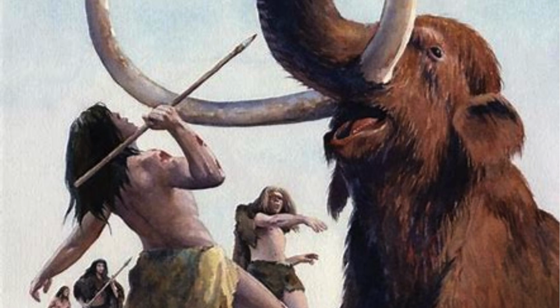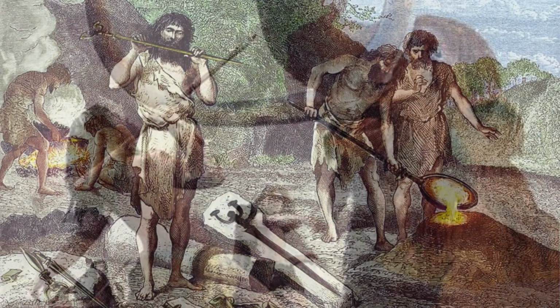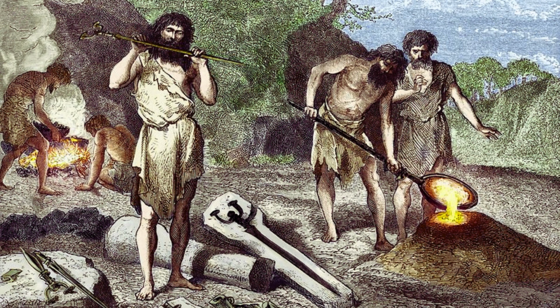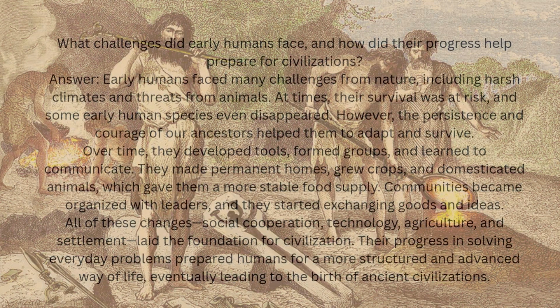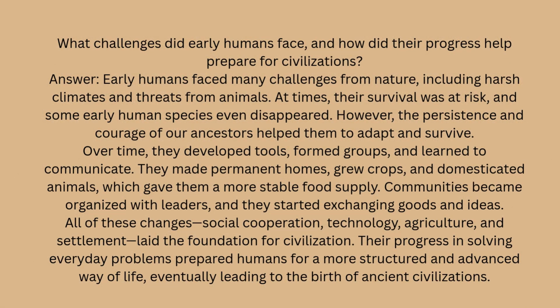Over time, they developed tools, formed groups, and learned to communicate. They made permanent homes, grew crops, and domesticated animals, which gave them a more stable food supply. Then communities became organized with leaders and they started exchanging goods and ideas. So, all of these changes made it possible for humans to survive, and their progress in solving everyday problems prepared humans for a more structured and advanced way of life, eventually leading to the birth of ancient civilization.